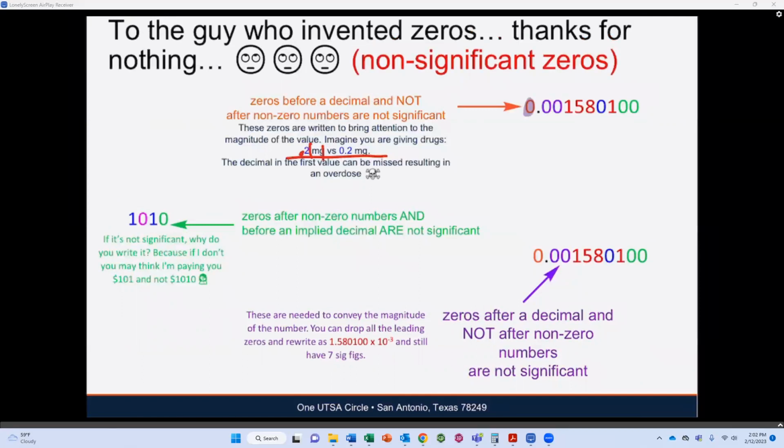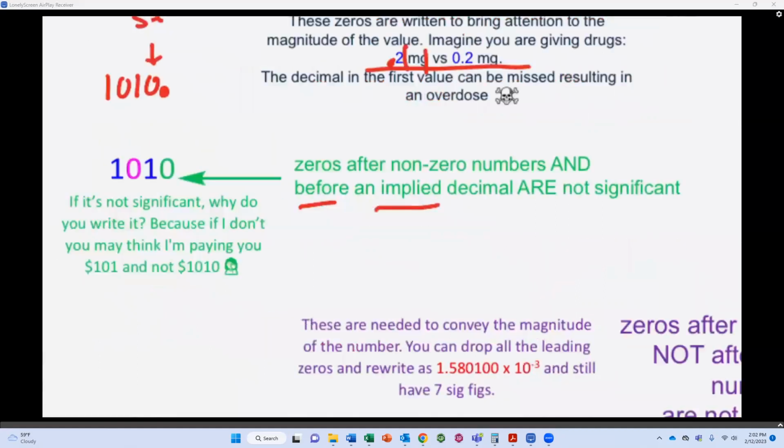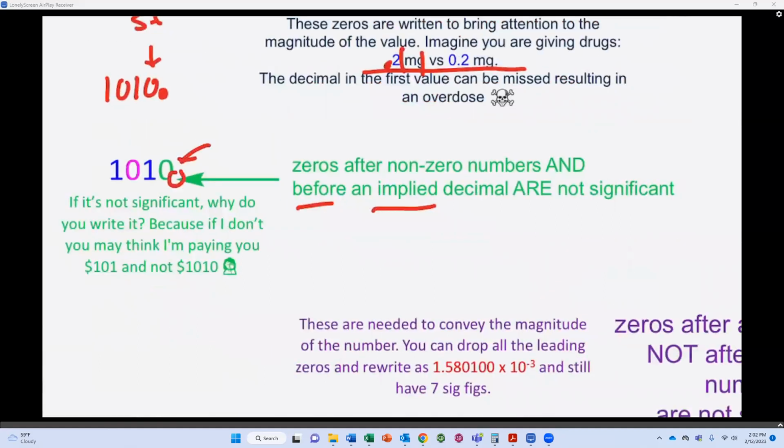Okay. Zeros after a non-zero number and before an implied decimal. So we looked at this number earlier, and I said that this zero is significant because why? Because of this written decimal. What about this implied decimal? Okay, we didn't write it there. So what I'm trying to tell you is that my certainty stops here. These are my two certain numbers. This last number one is my guess. And so that zero is there. Why?